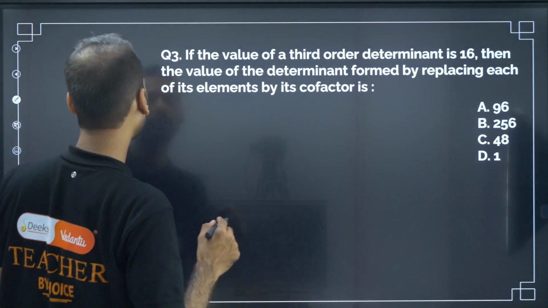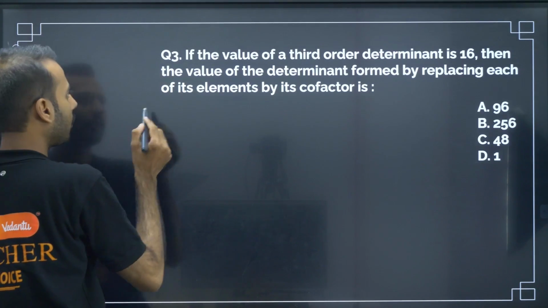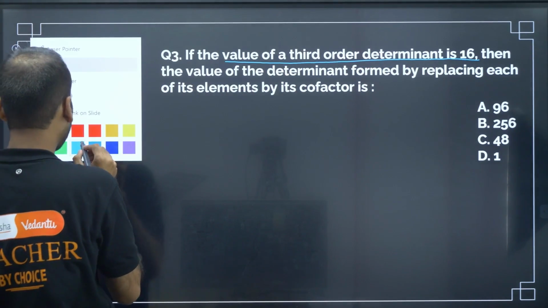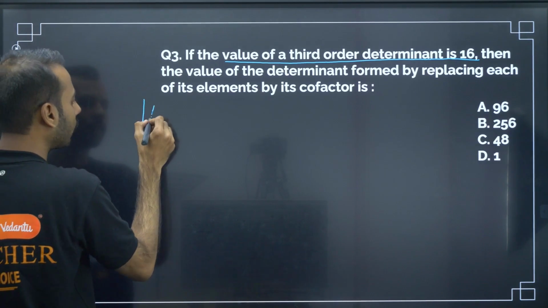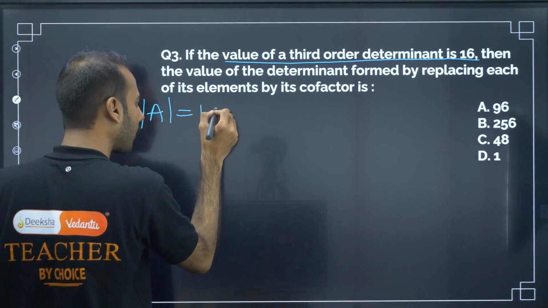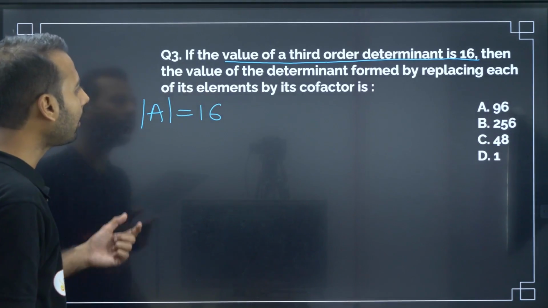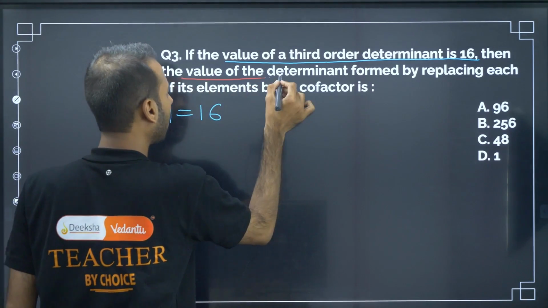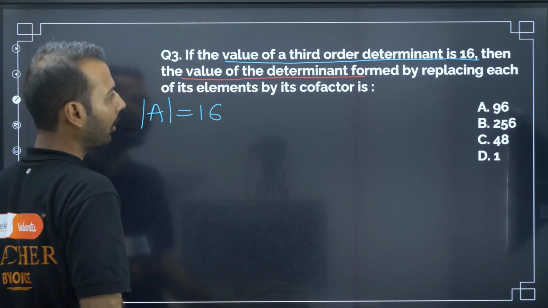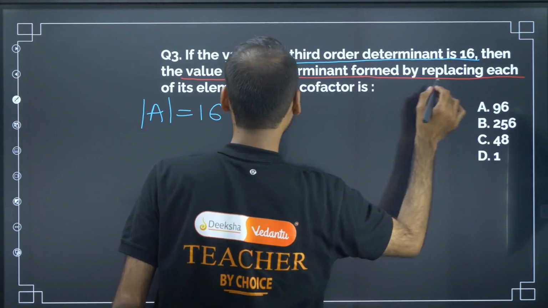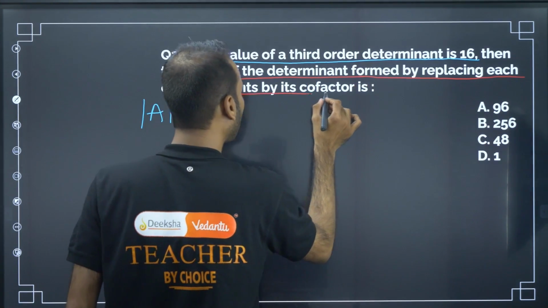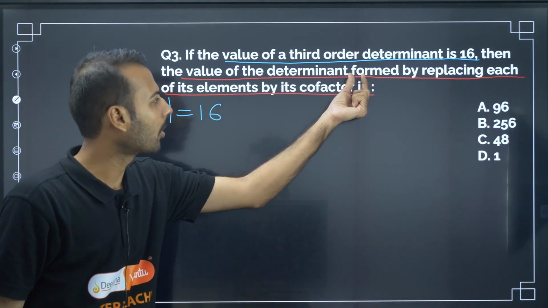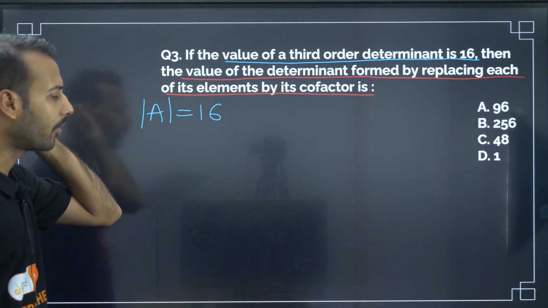The value of a third order determinant is, some information they have given. The value of a third order determinant is 16. So whatever they have given, I am writing here. Value of third order determinant is 16. Then value of determinant formed by, what are they asking? They are asking value of determinant formed by replacing each of its elements by its cofactor.